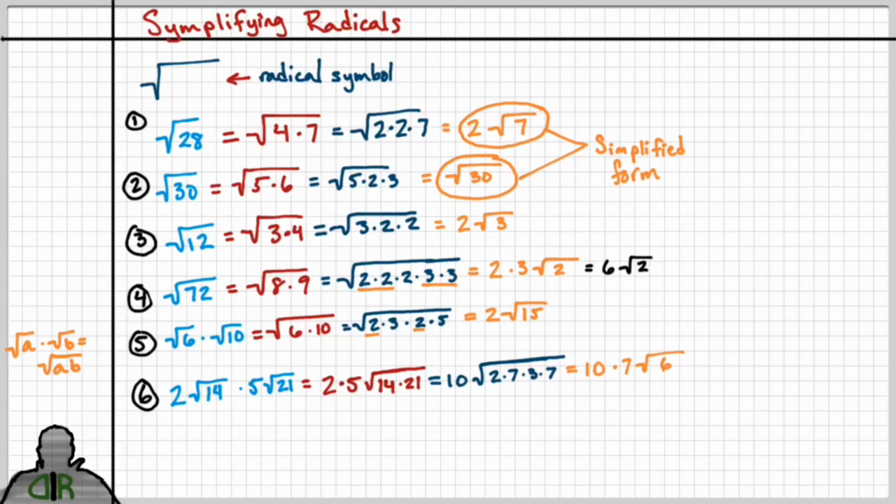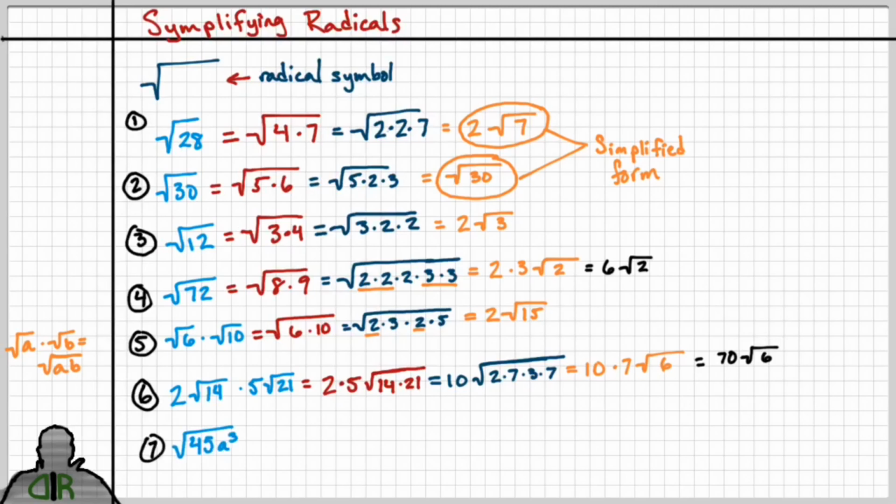So now my simplified answer, is this my simplified answer? No, it's not, because we need to simplify what's on the outside, 10 times 7. So this would be my simplified answer, 70 root 6, or 70 times the root of 6. Okay, let's do one more.